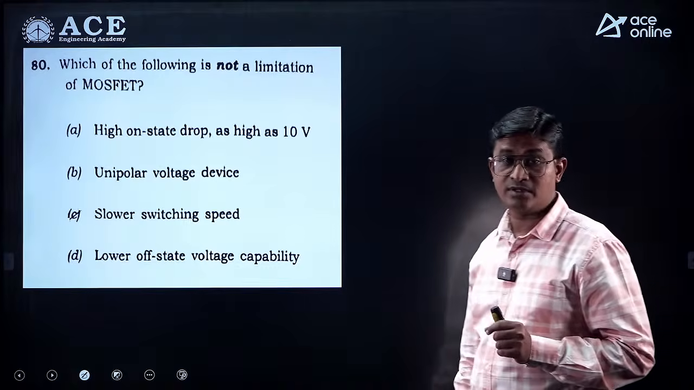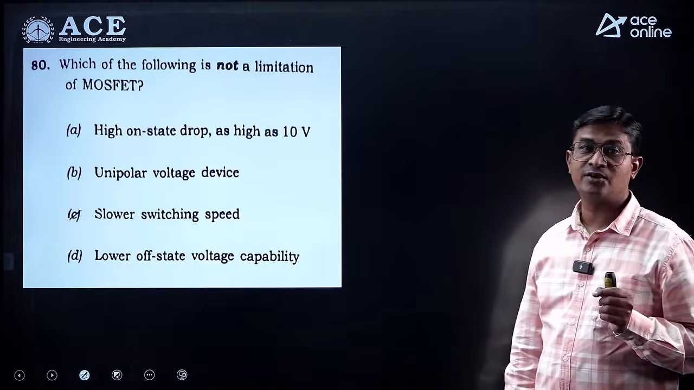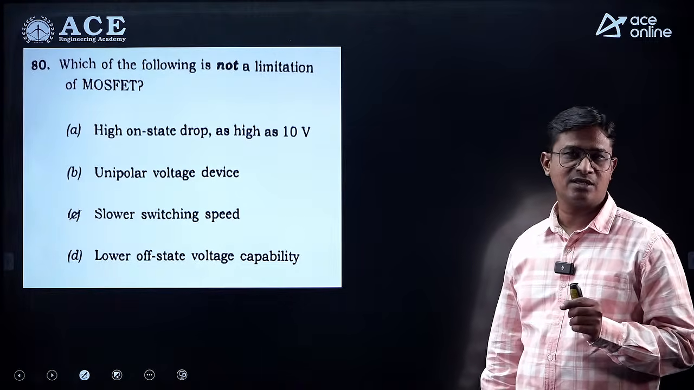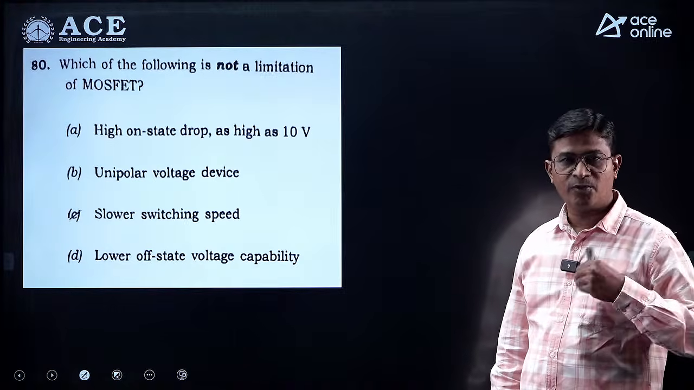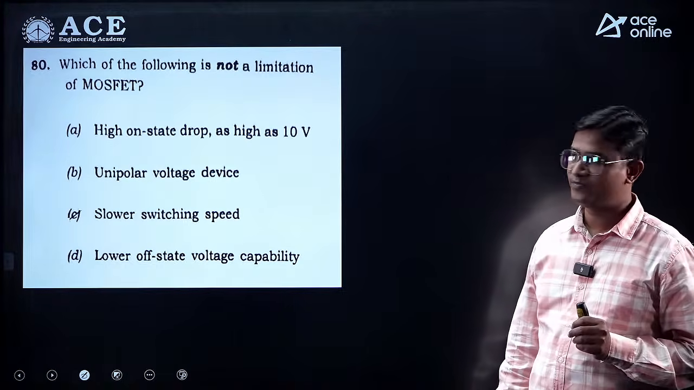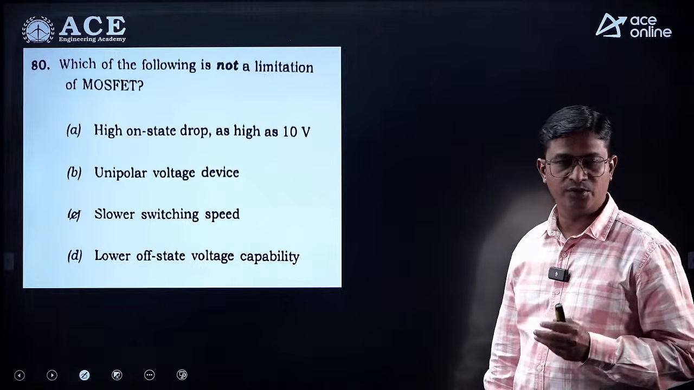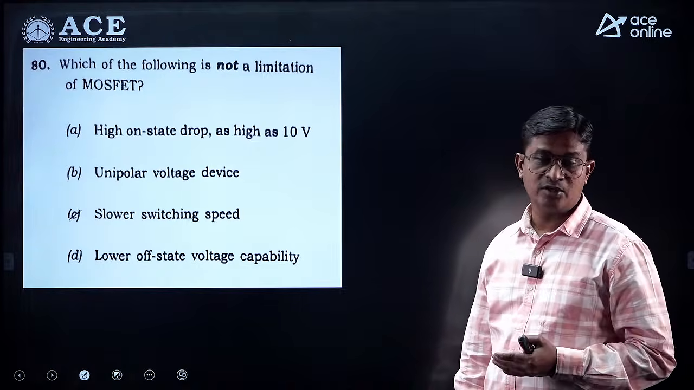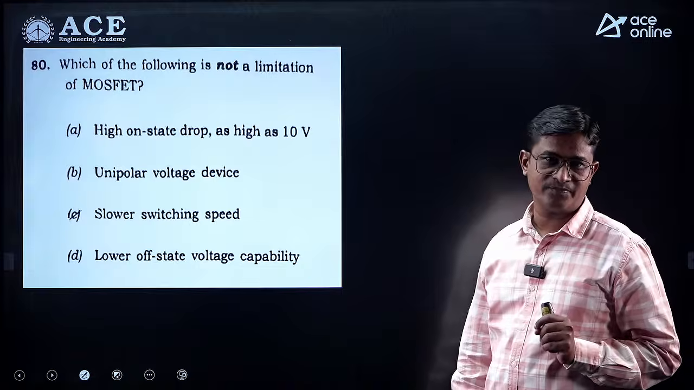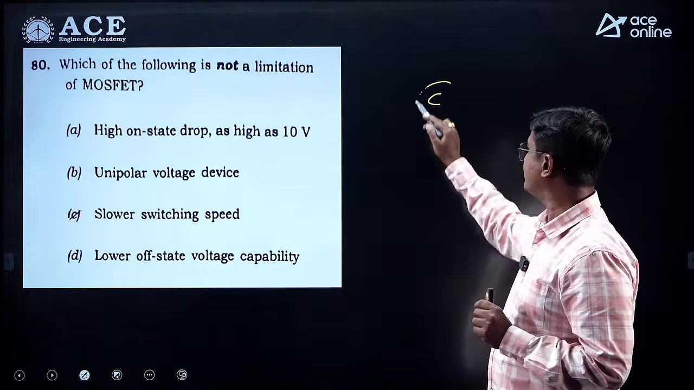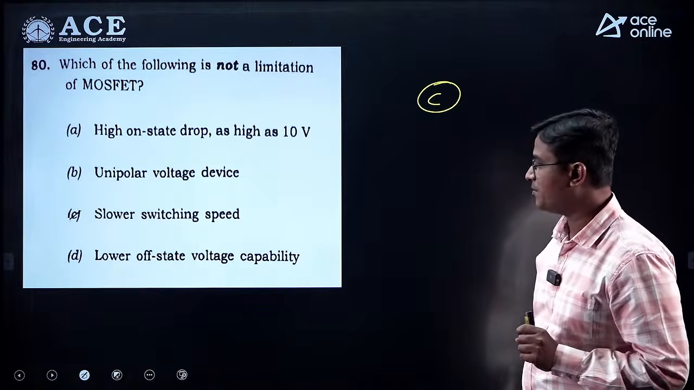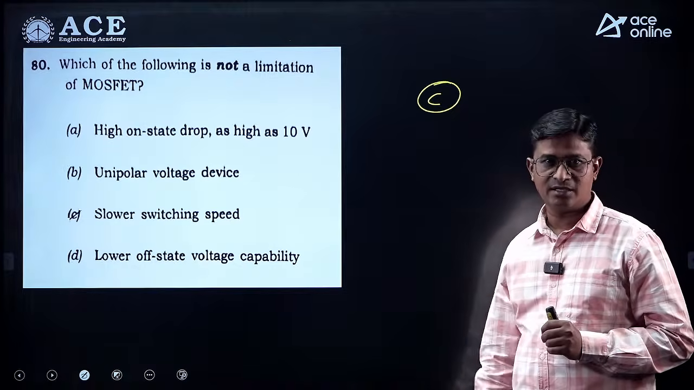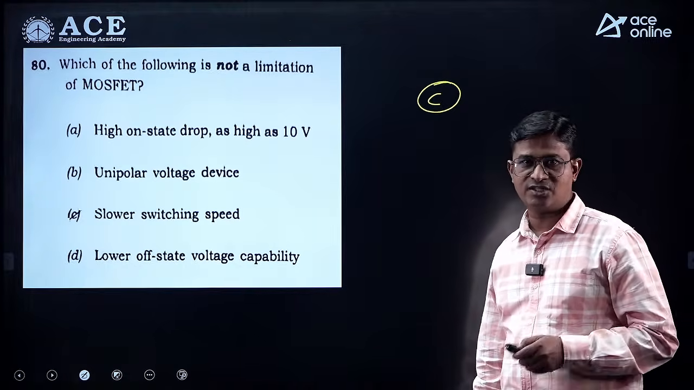Unipolar voltage device. We know your transistor family devices are unipolar devices, right? And due to that, those devices we cannot use in converters where the input is AC. So unipolar device is a limitation of MOSFET. Next, slower switching speed. We know MOSFET is a device which is having a high operating frequency, that is high operating speed. So slower switching speed is not a limitation, right? So option C is the correct option for this. And last, lower off-state voltage capability. Yes, the voltage rating of MOSFET is comparatively low, right? So that is a limitation. So not a limitation means option C. The correct answer is option C.